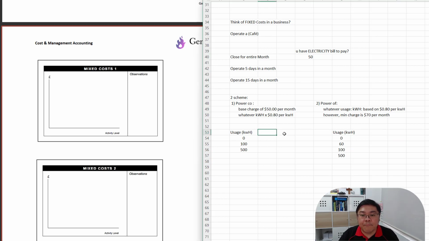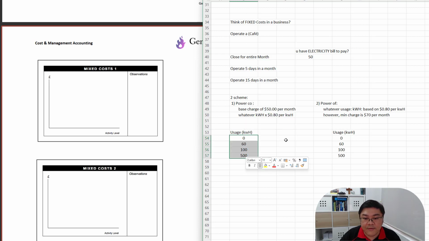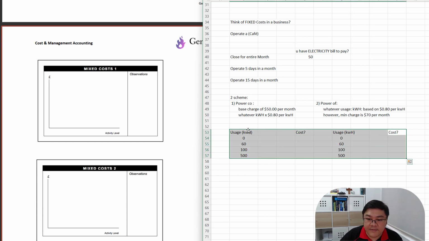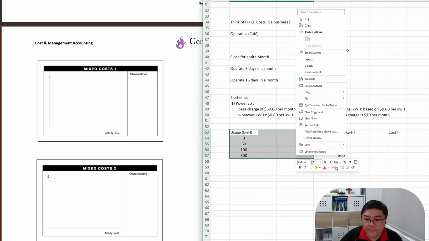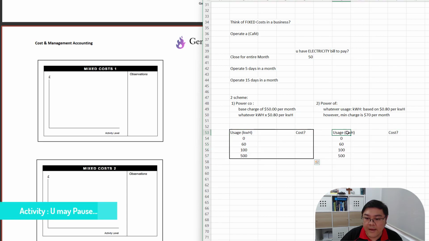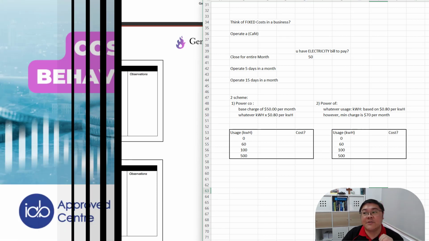Now please calculate for me how much the cost will be in this case. We're going to have one example and then another example. So why don't you pause the video, work it out, and then we carry on the discussion.